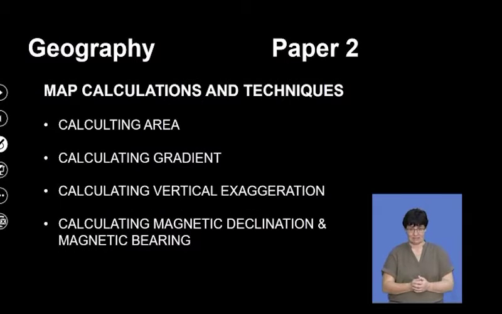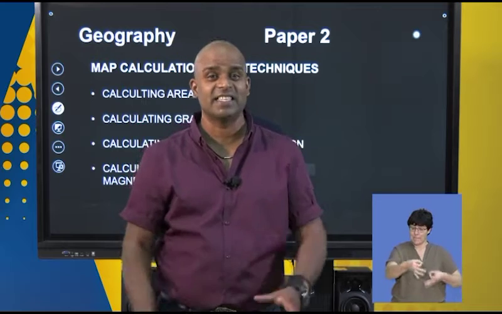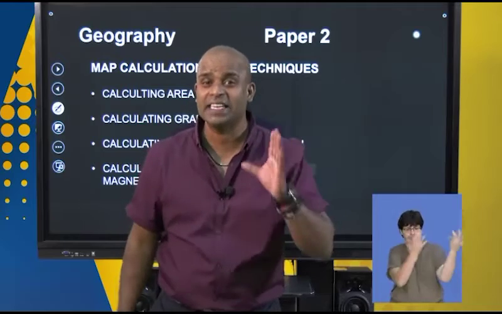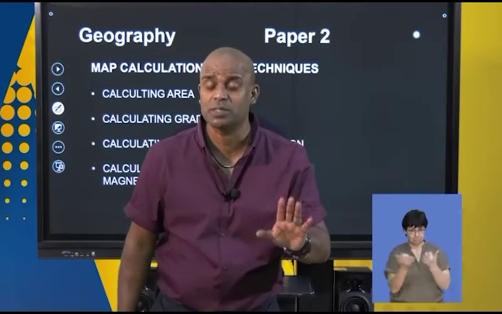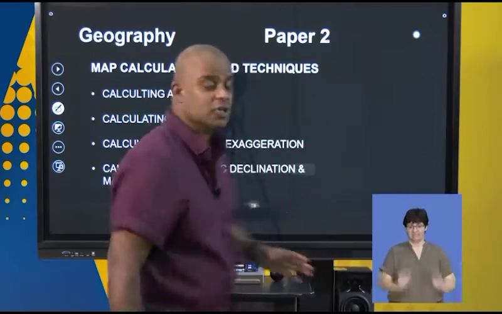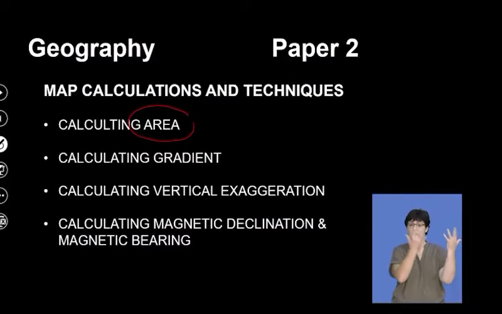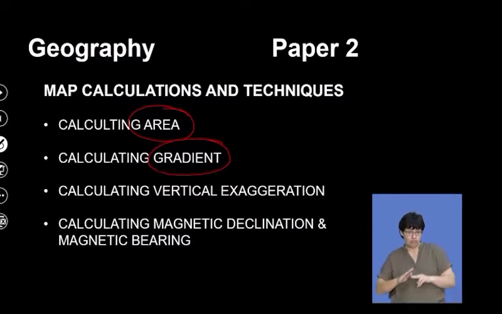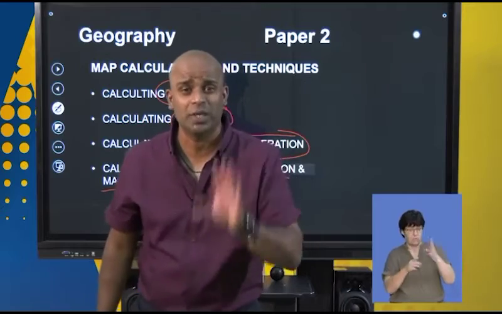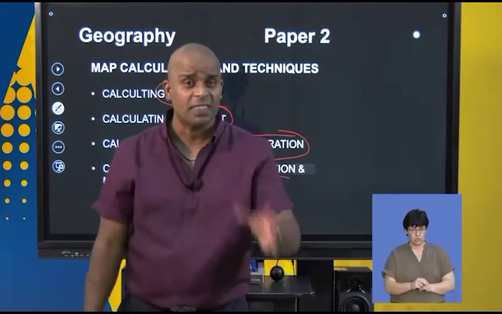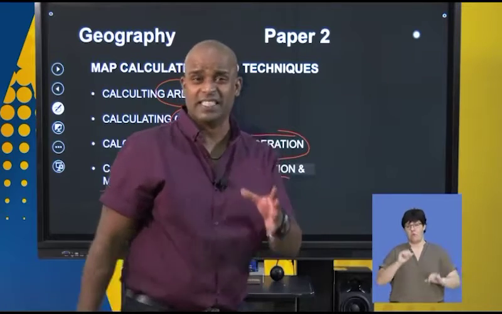For today's lesson, we're going to be focusing on question 2 of Geography Paper 2. That is your map work calculations and interpretations. To give you an overview, we're going to practice as many calculations as possible so you could be better prepared. We will focus on the following: calculating area, calculating gradient, calculating vertical exaggeration, as well as calculating magnetic declination and magnetic bearing. These are the calculations that make or break you in question 2. The more you've mastered them, the better you will perform. So let's get straight into it.